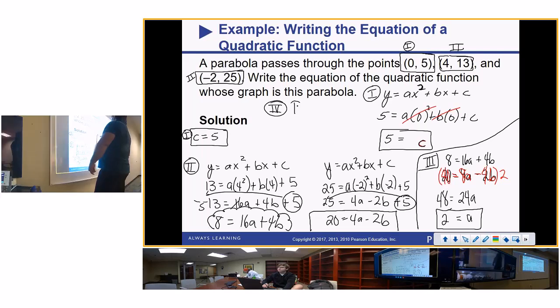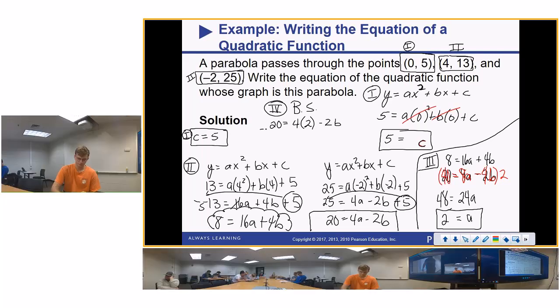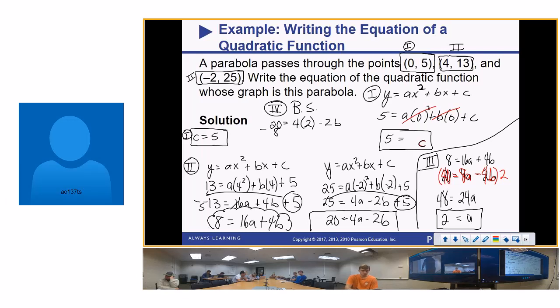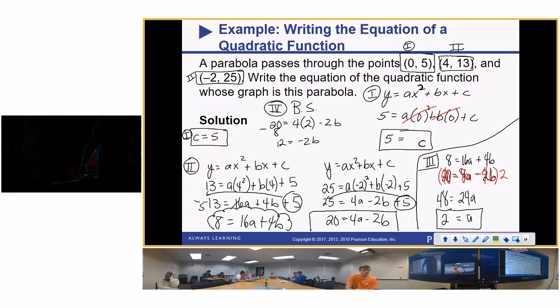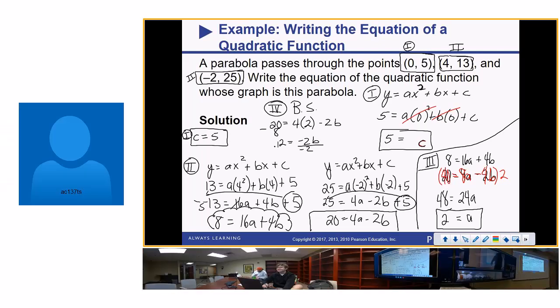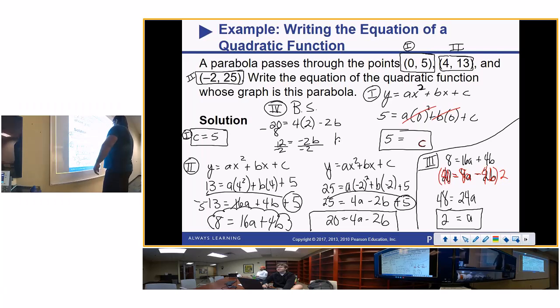Back substitute. So I'm just going to pick one of my equations, the first one: 20 is equal to 4 times 2 minus 2B. 12 is equal to negative 2B. Divide by negative 2. And B is equal to negative what? 6? Now you've got A, B, and C.